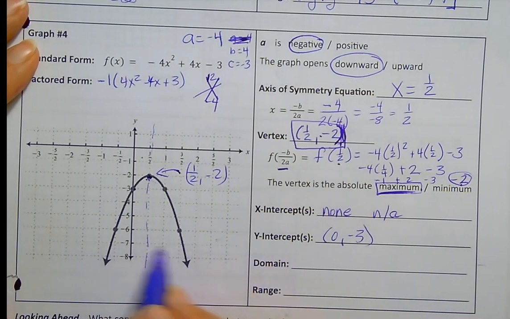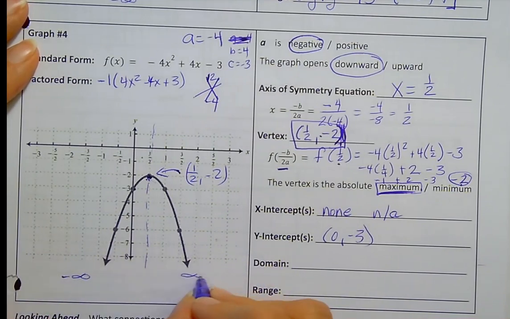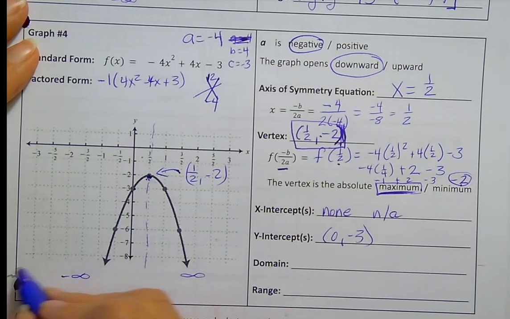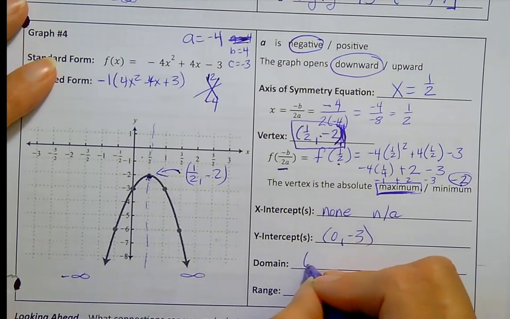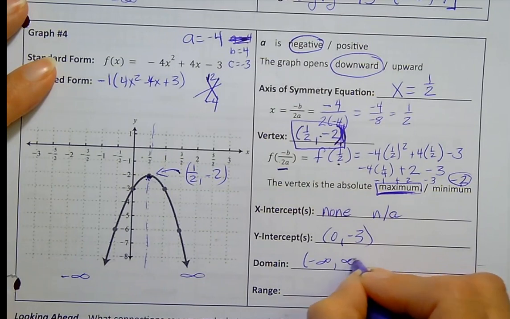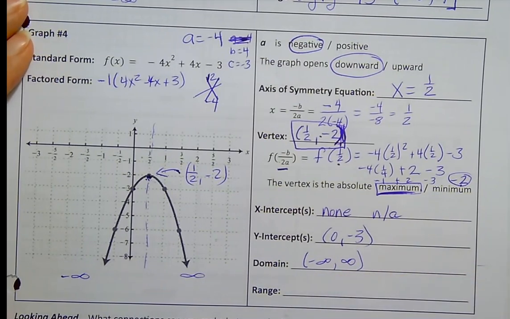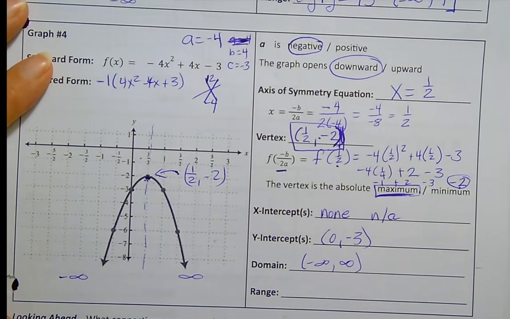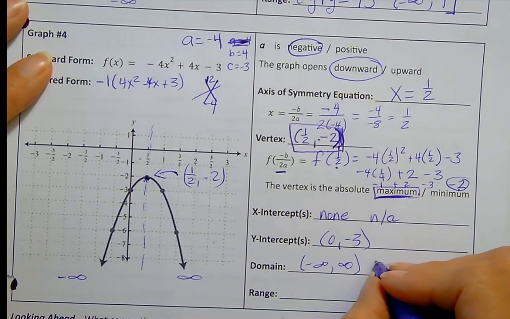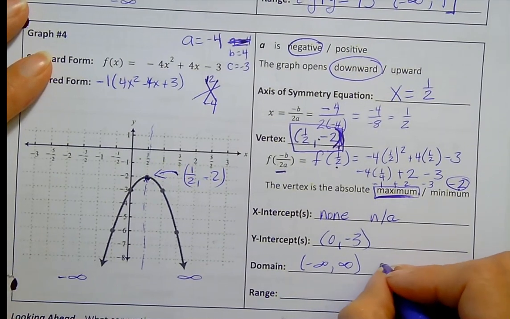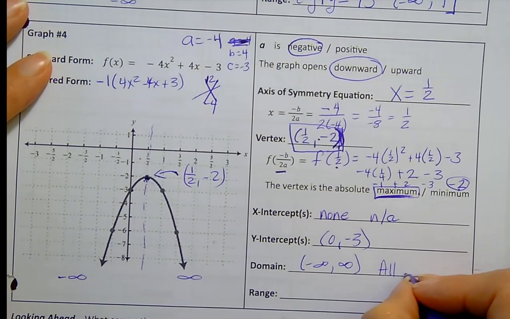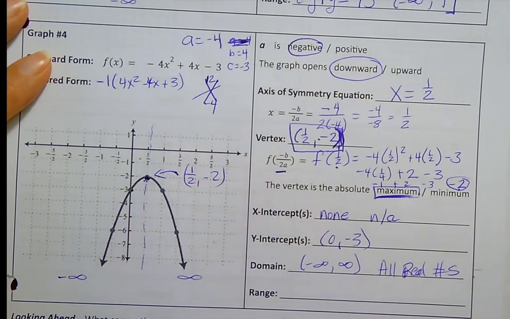My domain, I'm thinking of all of the possible x's. Well, we go all the way to negative infinity and all the way to positive infinity from the left and the right. So domain is going to be negative infinity all the way to positive infinity. Any number that I choose in between those two values is going to be something I could plug in. Okay, we can also say that x can be any of all real numbers.